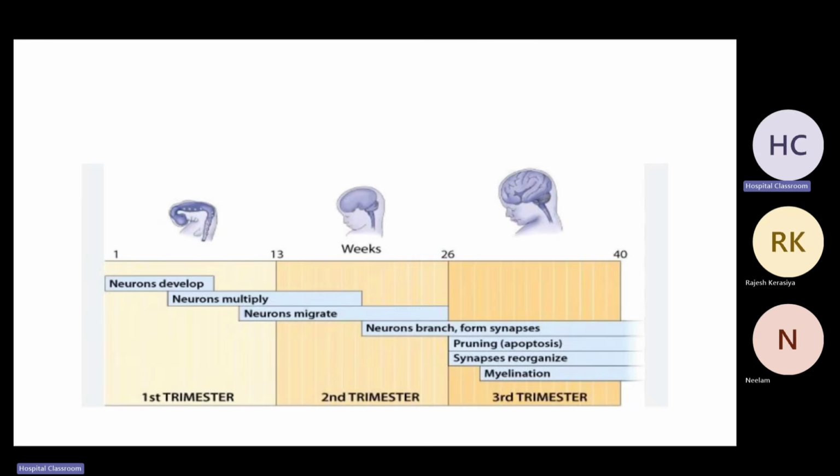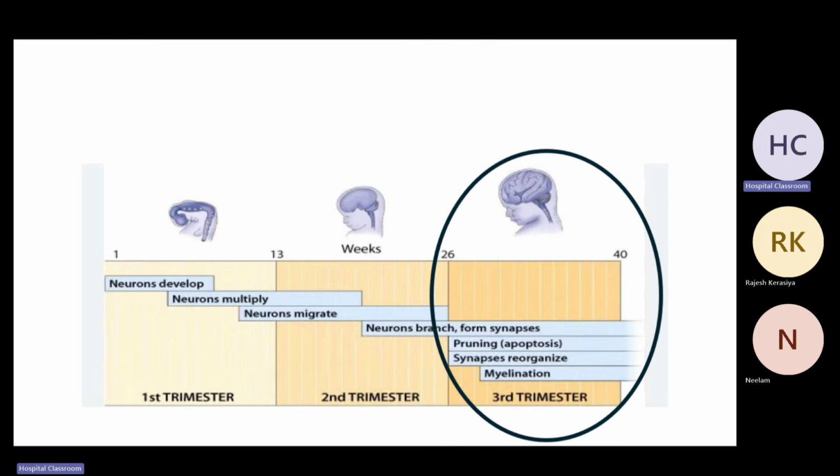Okay, but what is the problem? So see, in this figure, between 26 to 40 weeks of gestation, your synapses are getting formed. There is neuronal pruning, that is apoptosis. Synapses get reorganized and myelination is taking place. Okay, now what is nature's rule? That up to 40 weeks it has to happen in utero. Okay, if you deliver the child at 37 weeks, you are not allowing that synaptic organization to happen in utero.